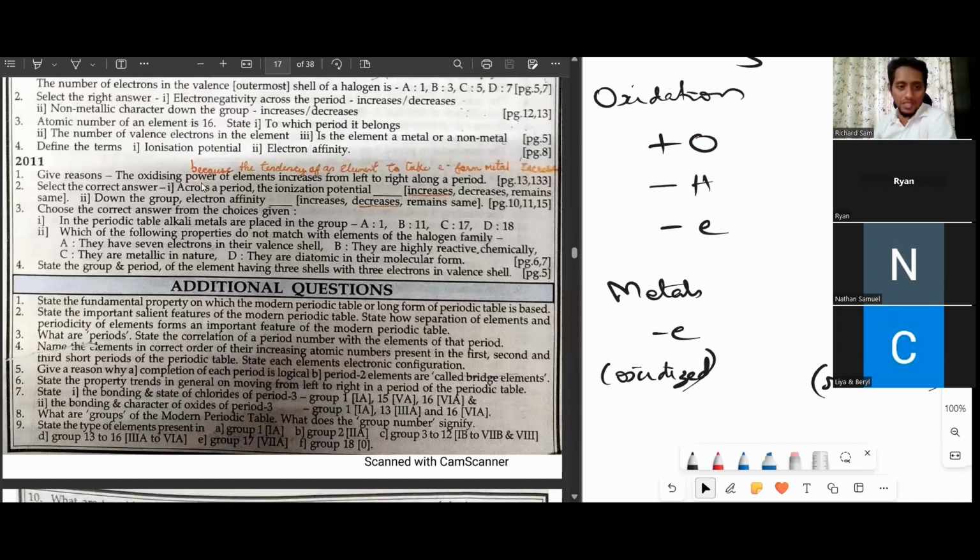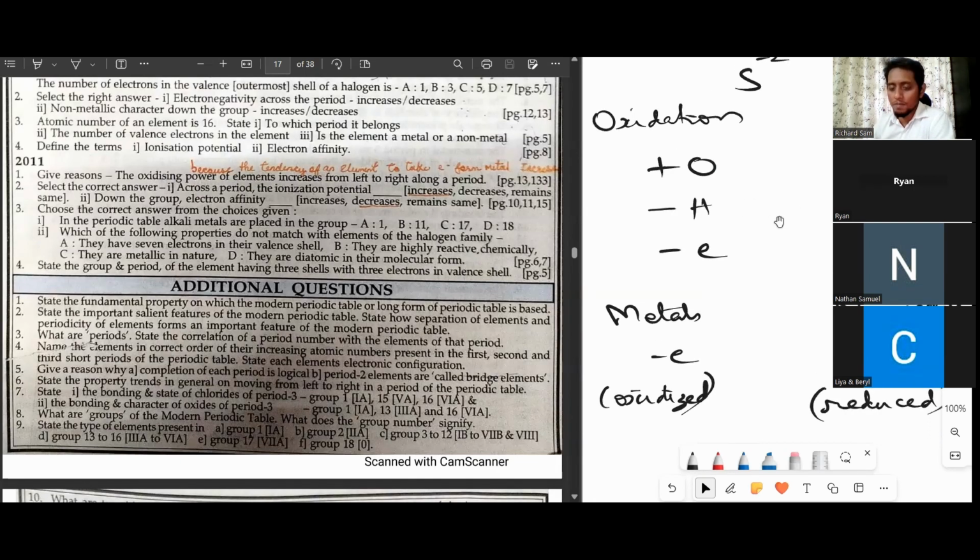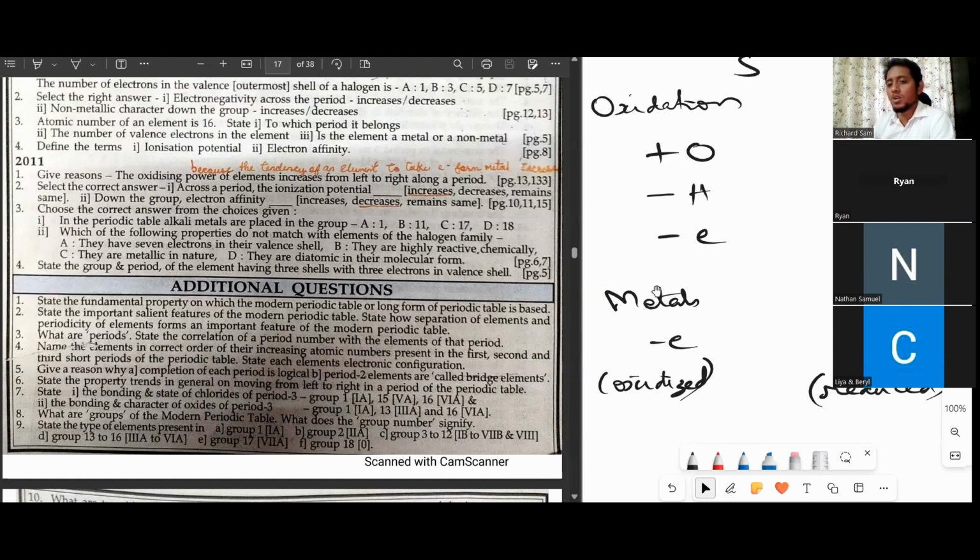Coming back to our question here: give reasons. The oxidizing power of elements increases from left to right across a period. Now listen here. We just spoke about oxidation or getting oxidized. Here they're talking about oxidizing power. Oxidizing power means something that is able to oxidize other things.